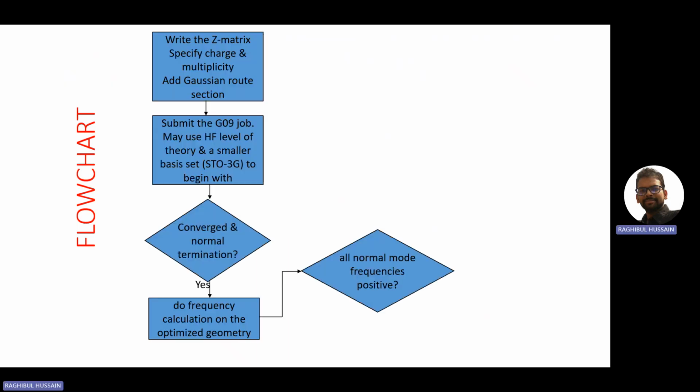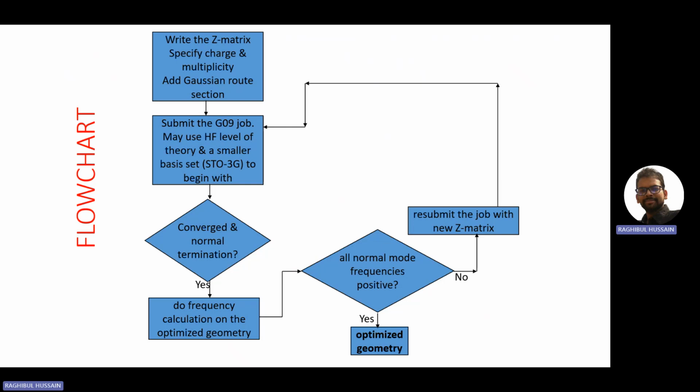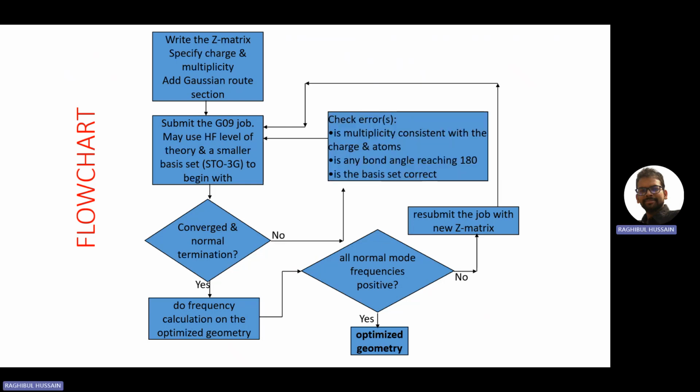This is the normal optimization flow sheet. You write a Z matrix, multiplicity, all these, submit the job, and try with a smaller basis set. If it is converged, do a frequency calculation and check that all frequencies are positive. If they are positive, you stop. If not, you have to go back and see where the error is, and resubmit the job. Check if the multiplicity is consistent, if the bond angle is below 180, or if the basis set is correct. All this you have to check.